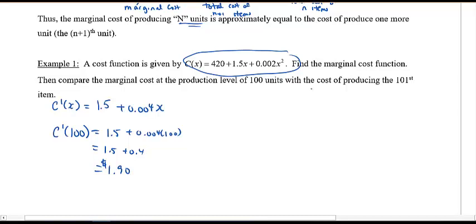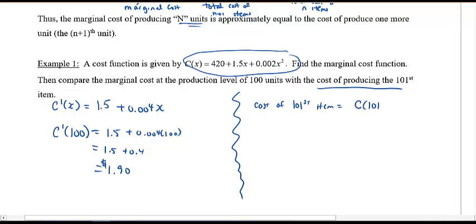Now, I said let's do it the other way. I'm actually looking at the cost function and looking at the actual cost of the 101st item. So the actual cost of the 101st item would be equal to the total cost of all 101 items minus the total cost of the 100 items. Right? Remember, C is a total cost function.